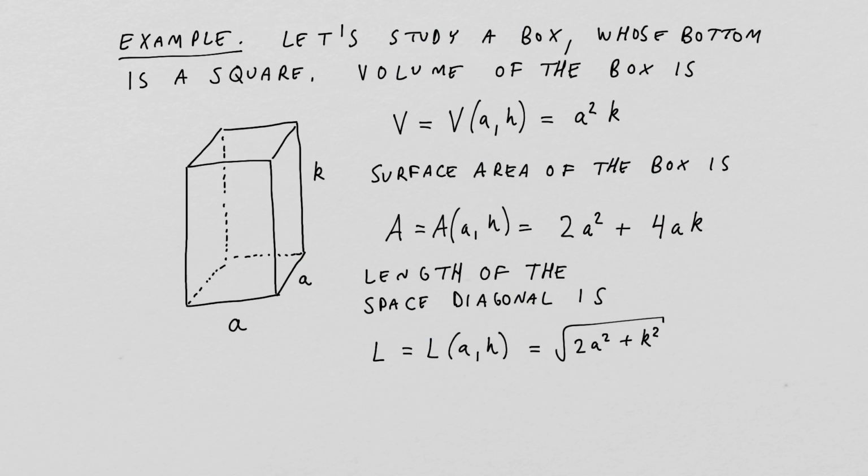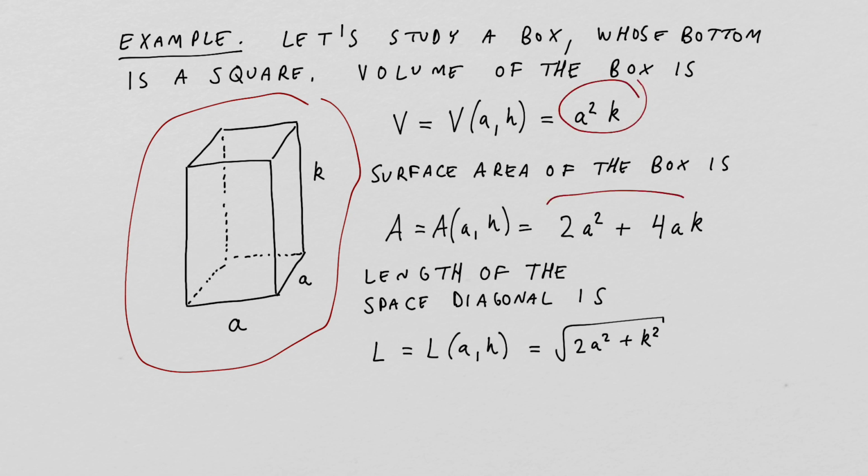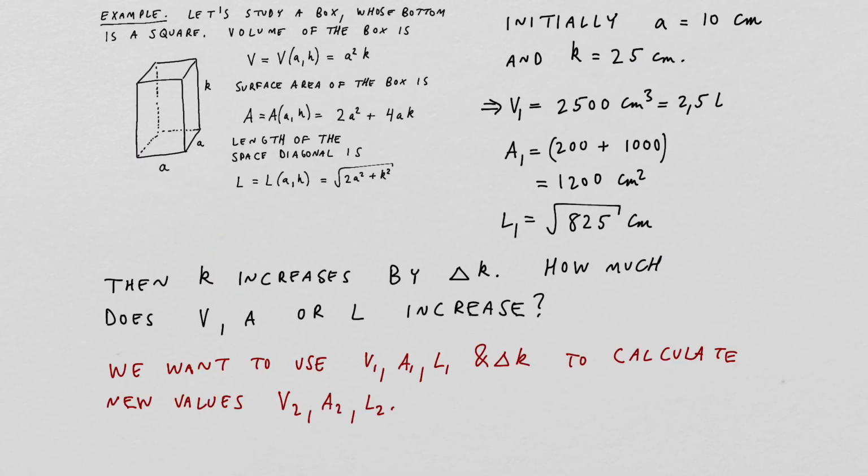Let's have some more functions. If we take this kind of box, we can study the volume and surface area and the space diagonal of this box. These three things are functions of two variables. If we assume that our variable k would be changing, let's say increasing by some amount, we can then see how these functions behave. Will they increase?